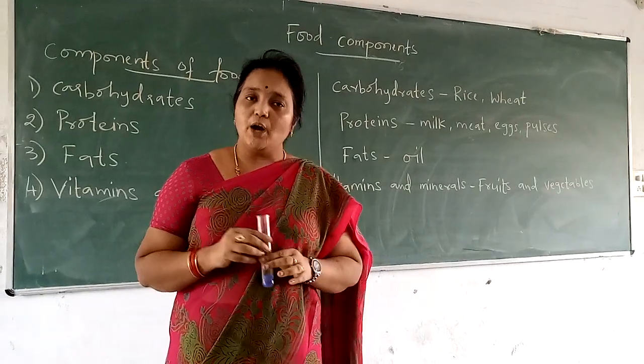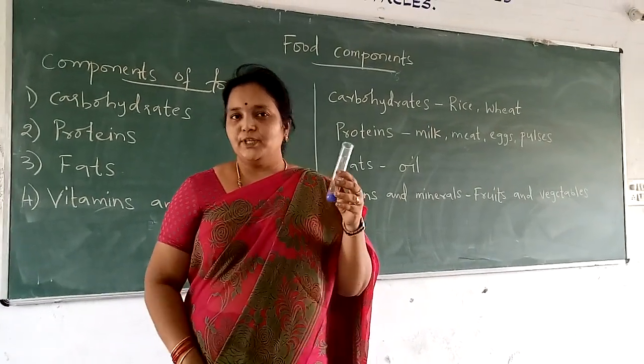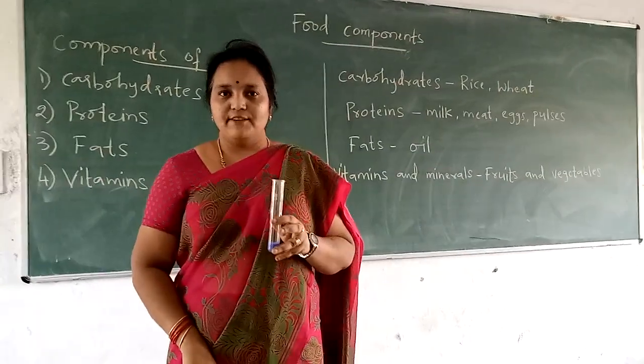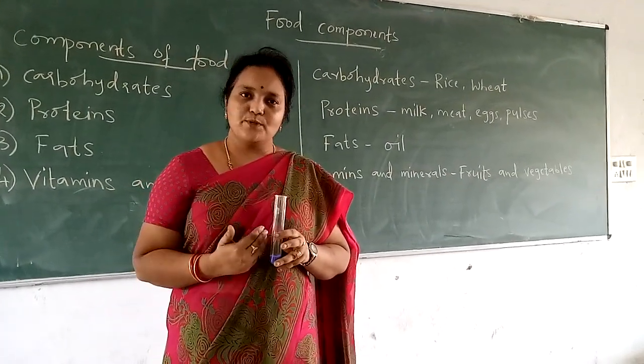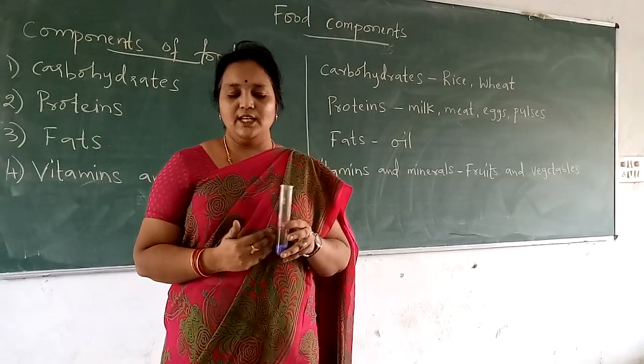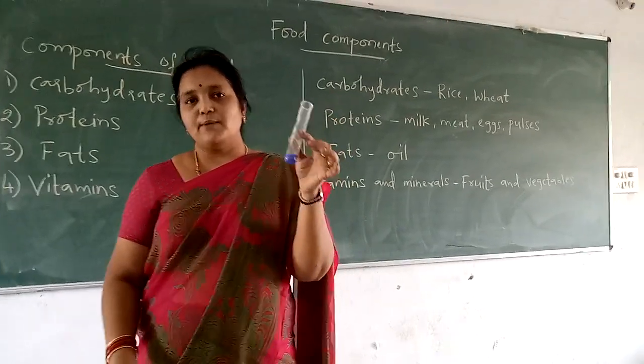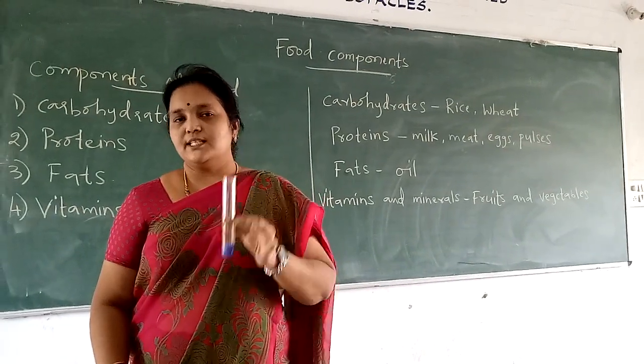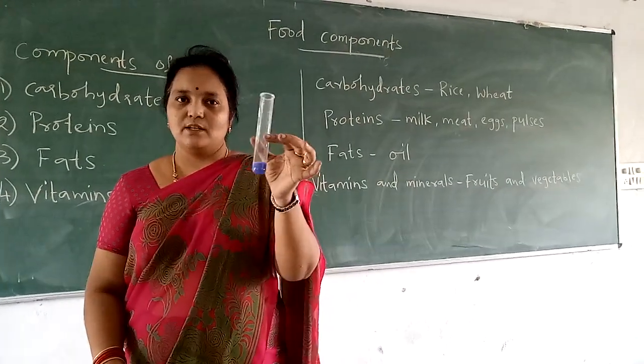Okay. So how to do the experiment? You have to take the food item in the test tube, add 2 drops of copper sulfate solution, add 10 drops of sodium hydroxide solution, and if the color changes from blue to violet, then you can say that that food item consists of proteins.